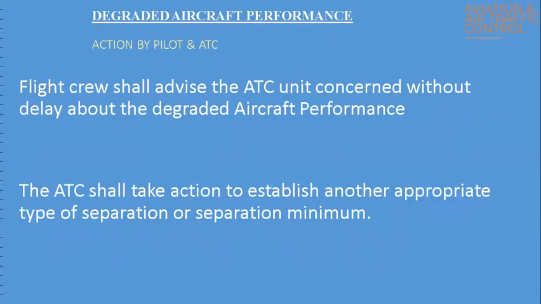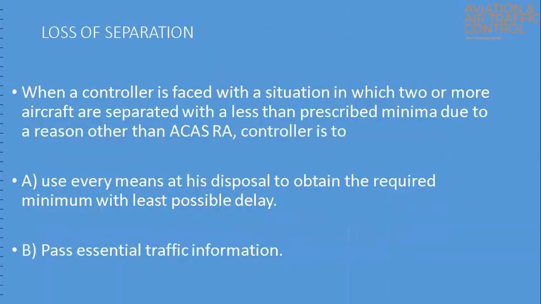Degraded aircraft performance and action by pilot and air traffic controller. Flight crew shall advise the air traffic control unit concerned without delay about the degraded aircraft performance. The air traffic controller should take action to establish another appropriate type of separation or separation minimum.